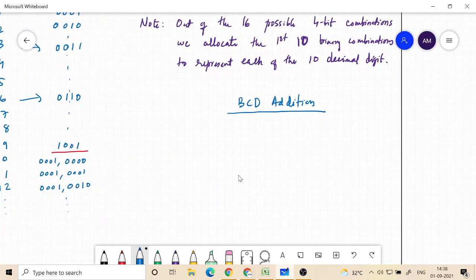So as I said, there are 3 categories we can look at. Let's take those cases one by one. We will consider single decimal digit addition, and even with the single decimal digit addition we can have 3 cases. So case 1 is when you add two decimal digits.